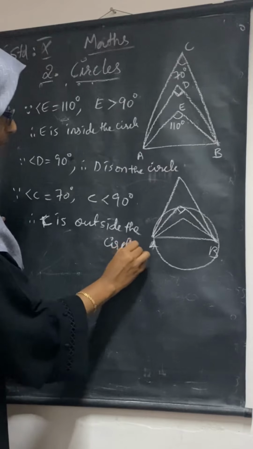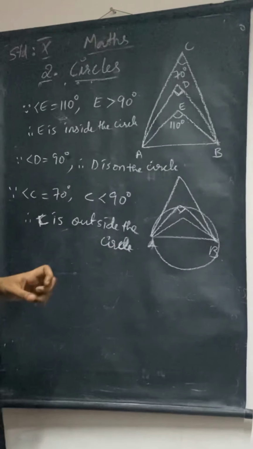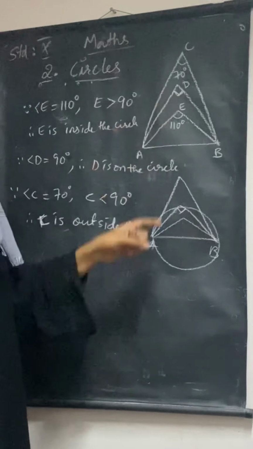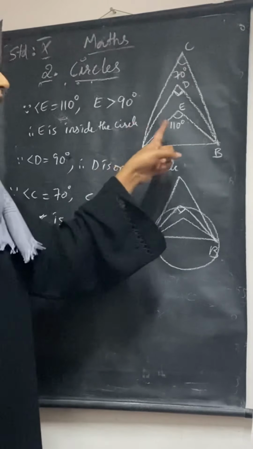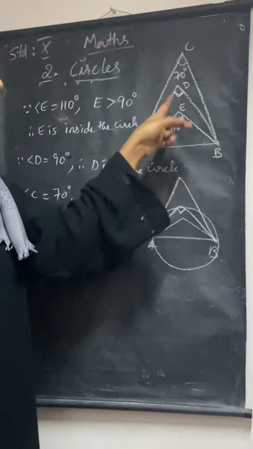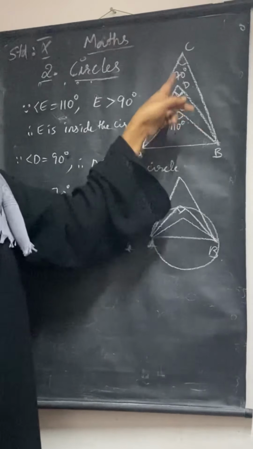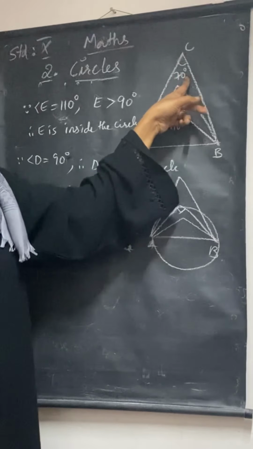This is all important because they always ask this type of question. So looking at the angle, you have to understand whether it is inside, on or outside. So keep in mind, if it is more than 90, it will be inside. If it is 90, it will be on. If it is less than 90, it will be outside the circle.